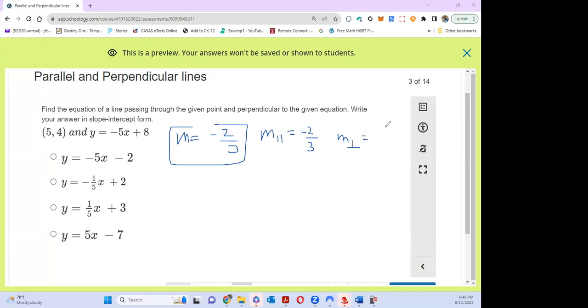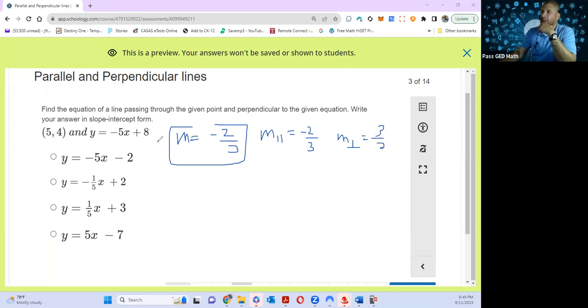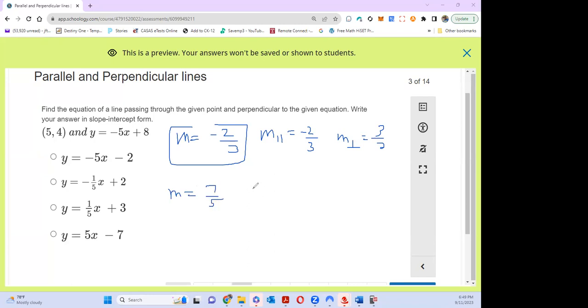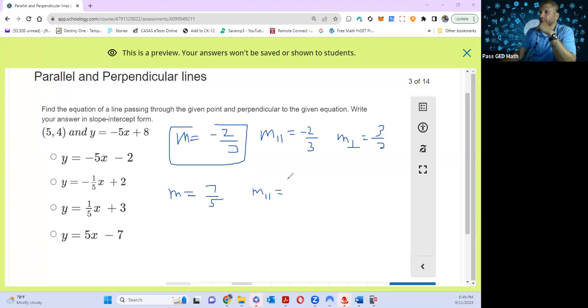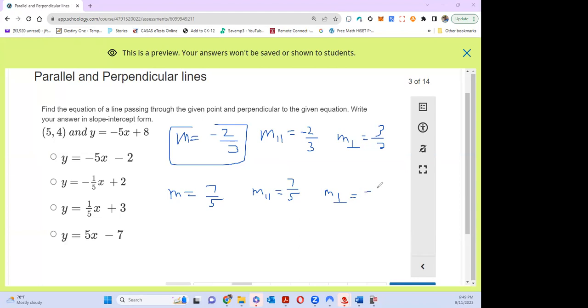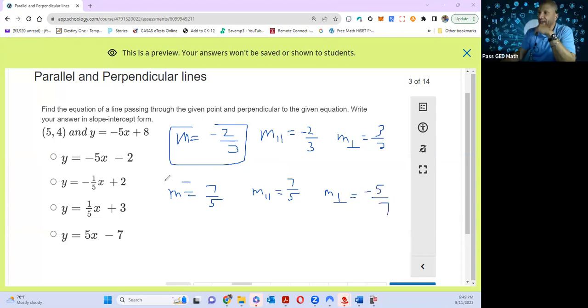Same one: 3/2. I have a slope of 7/5. What's the slope of any line that's parallel? 7/5. What's the slope of any line that's perpendicular? Negative 5/7. Does everybody understand that?